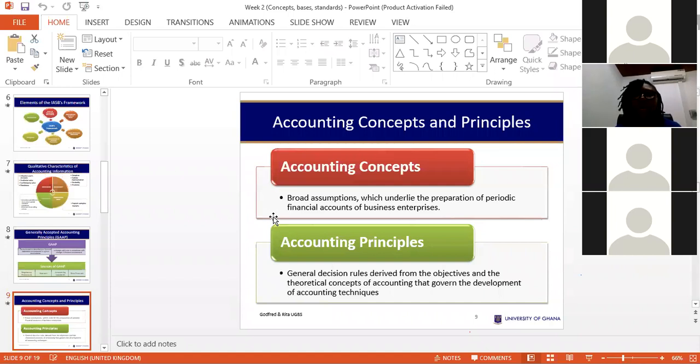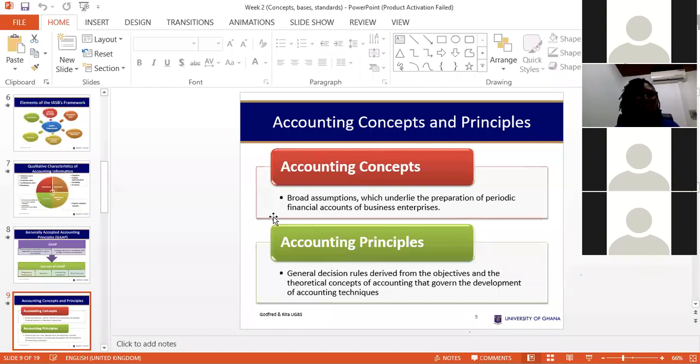So another guideline you would see is the accounting concepts. And I'm saying that the accounting concepts are broad assumptions. Okay, and I was just trying to use economics as an example, where economics would tell you that all things equal. So at that point, they are holding all the environmental issues constant. In the same way, accounting concepts are just the assumptions, which we will hold constant, that underlie the preparation of periodic financial accounts of businesses.